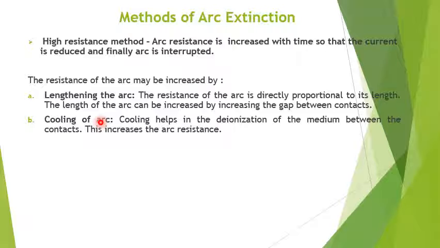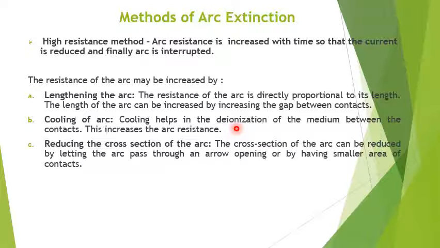B. We can cool the arc. Cooling helps in deionization of the medium which is present between the contacts. Therefore, the arc resistance increases. C. Reducing the cross section of the arc. The cross section of the arc can be reduced by letting the arc pass through some narrow opening or by having a smaller area of contacts.